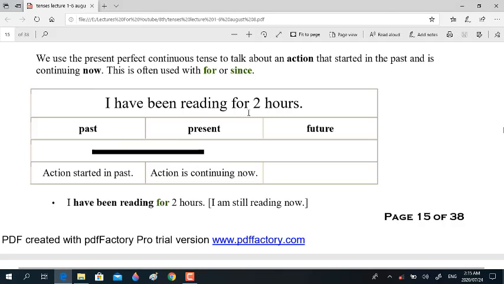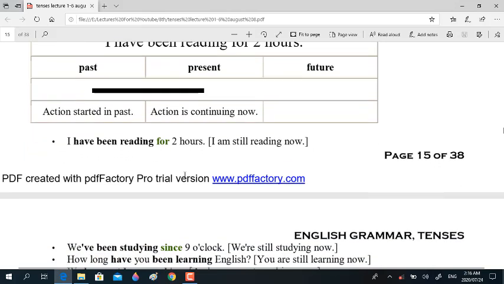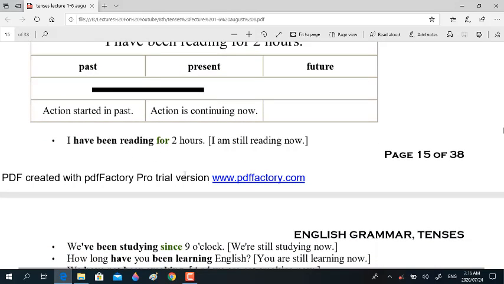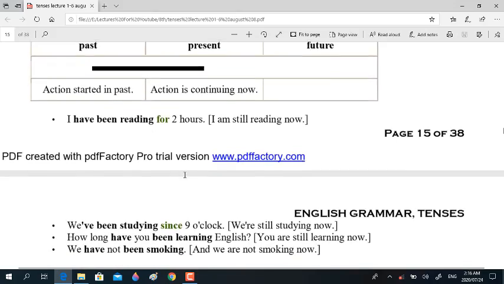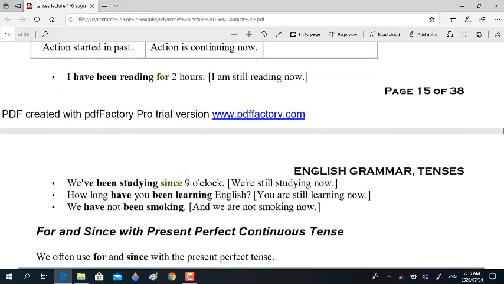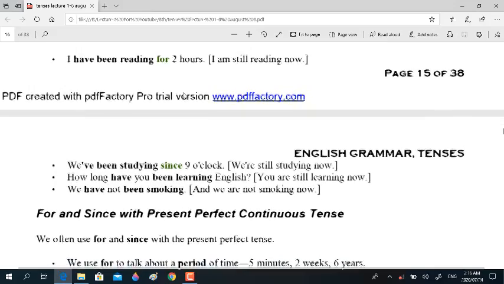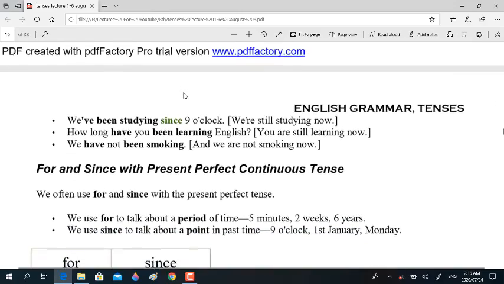I have been reading for 2 hours. Action started in the past and is still continuing in the present or that period of time. So it also talks about an action that began in the past and still continues in the present, right? I have been reading for 2 hours means I am still reading now, though the reading started before 2 hours, but still continues.